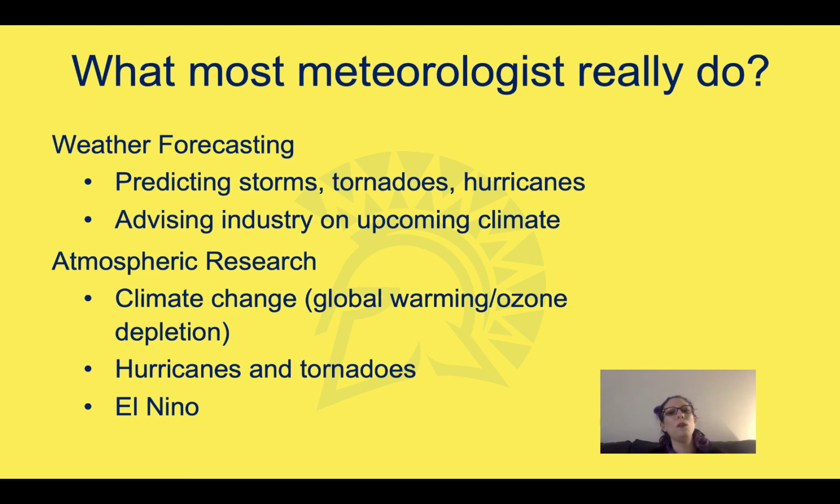But then there are people like what I and my coworkers do, and a lot of the people I graduated with, who work in the government sector. They do more atmospheric research, looking at things like climate change. They might be looking at ozone depletion, how much CO2 is in the air. They also might look at hurricanes. I have a friend that works at the National Hurricane Center. They might look at tornadoes. Some of them might be looking at El Nino. So they're going to be doing research in different areas of the atmospheric sciences.